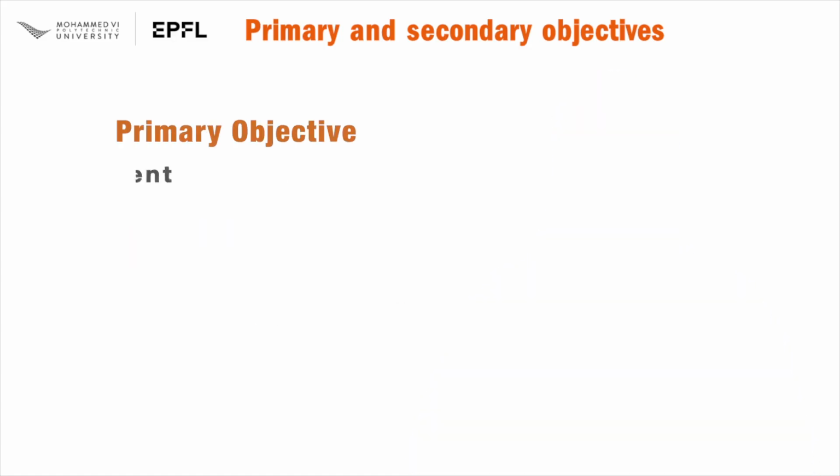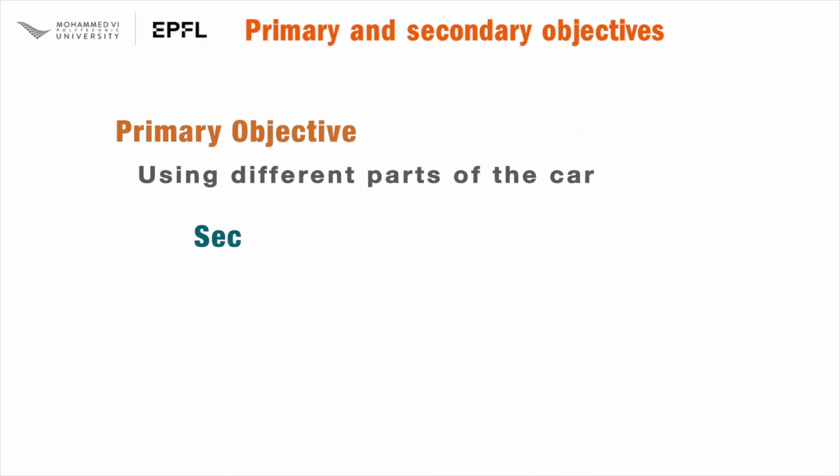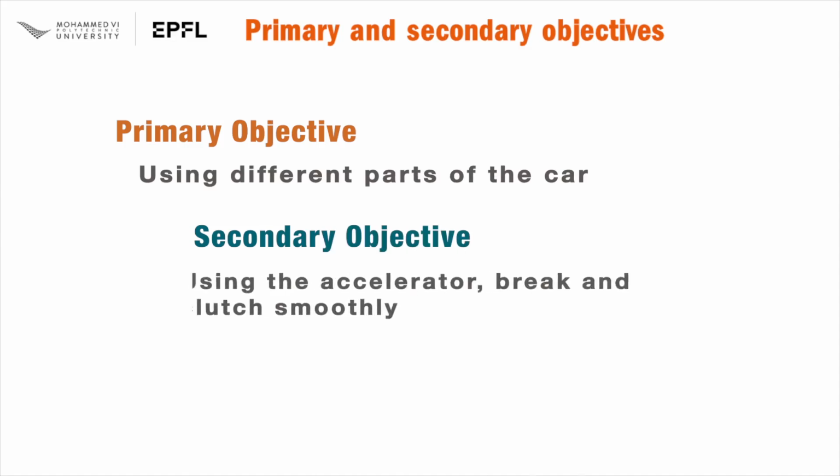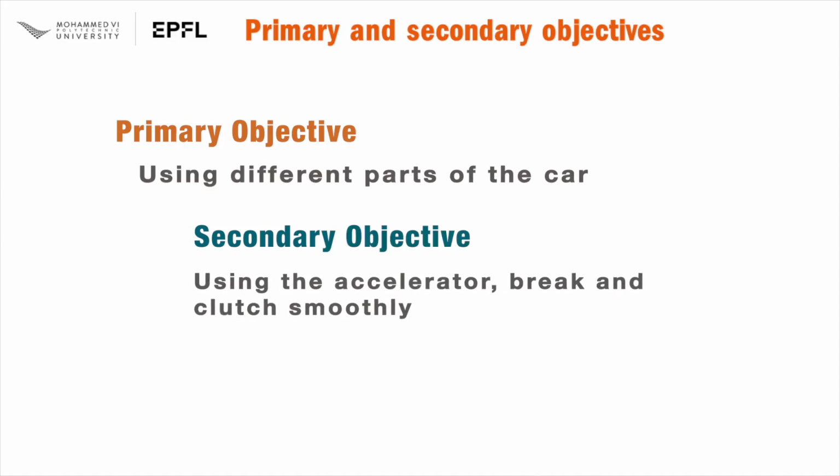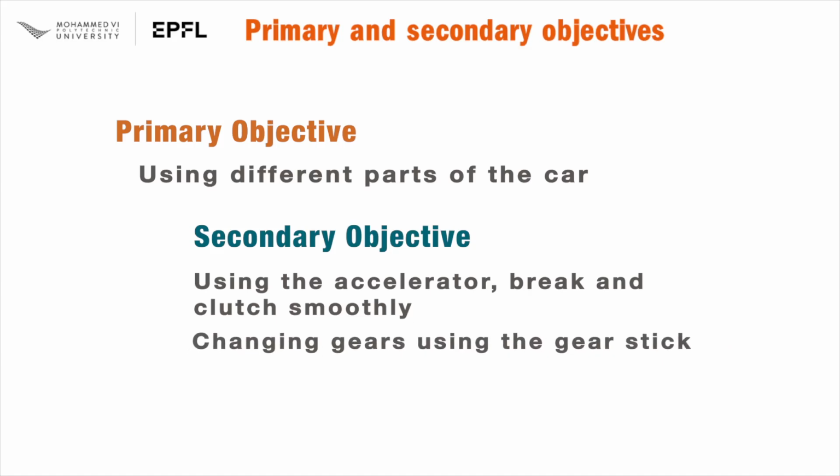So, for instance, a secondary objective could be that the learner will be able to use the accelerator, brake, and clutch smoothly. Does this count as using different parts of the car? Yes. Is it the only part of the car they need to know about? No. So then, you would have other secondary objectives to cover those. For instance, changing gears using the gear stick, and so on.